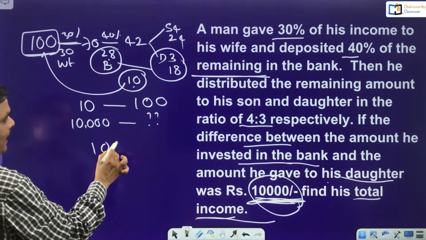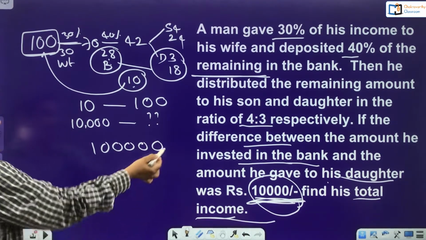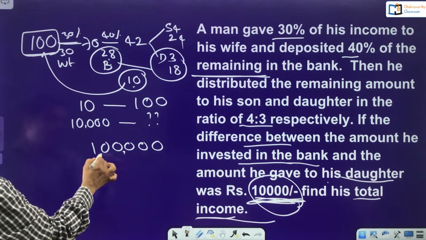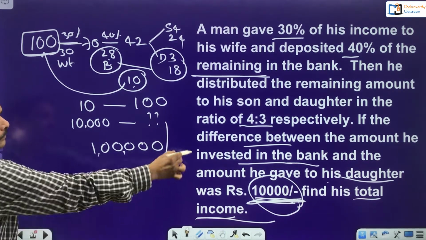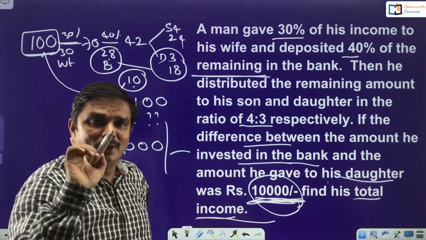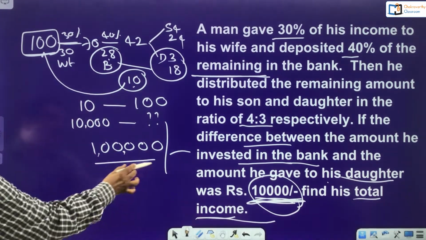Again 10 should be added. 10,000 into 10, so that is 1 lakh. What is his total income? Means total income is 1 lakh.